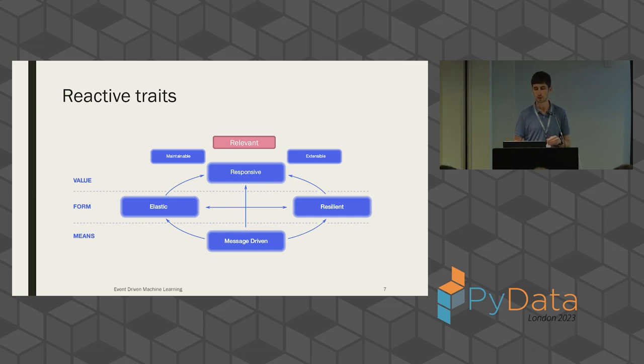The form is elastic, meaning it contracts and grows according to demand, which is very important. And it's resilient, meaning whenever we have problems, it will not just fail, and it will handle those problems in a neat way. Finally, what value do we get from these kinds of systems? They are responsive, meaning real time or close to real time. They are maintainable, they are extensible, and my addition for the machine learning context is that they are relevant.